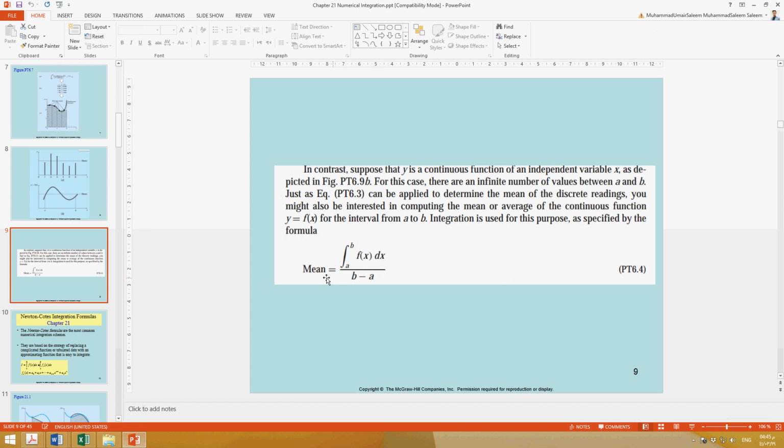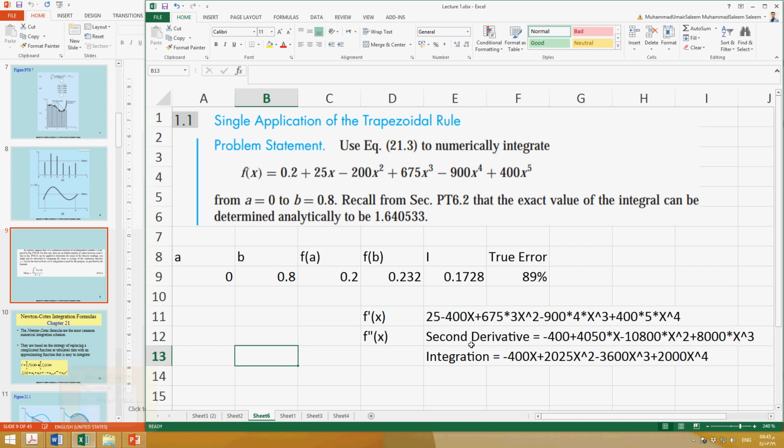So we want the second average derivative. We will integrate from a to b, and then we divide, and we will get the mean second derivative of that function. So we have the second derivative, and this is the integration, and we now need this average derivative, average f double dash x. So how can we get it? I have already found the integration here, so let me put the values here.